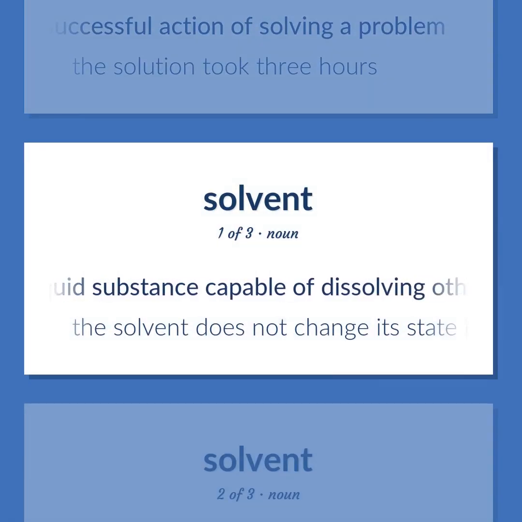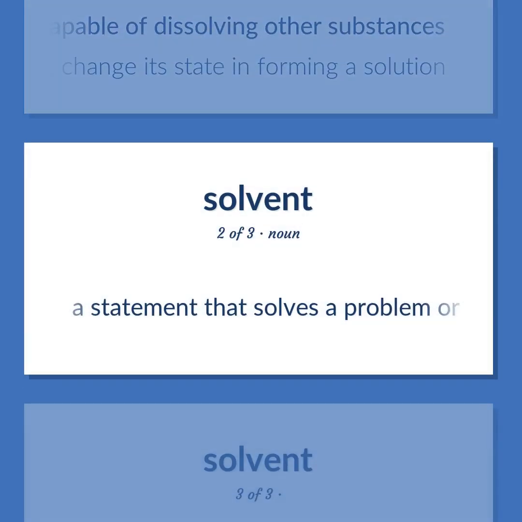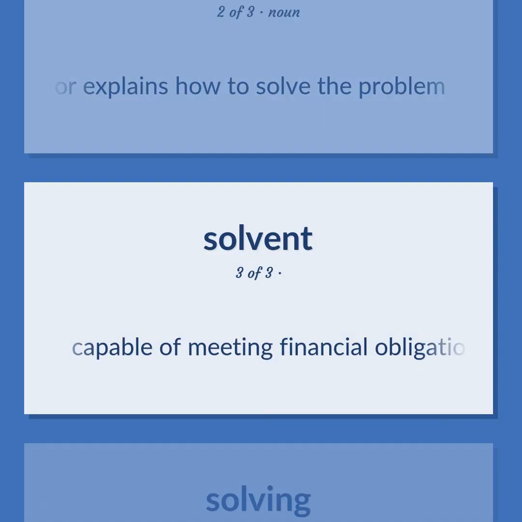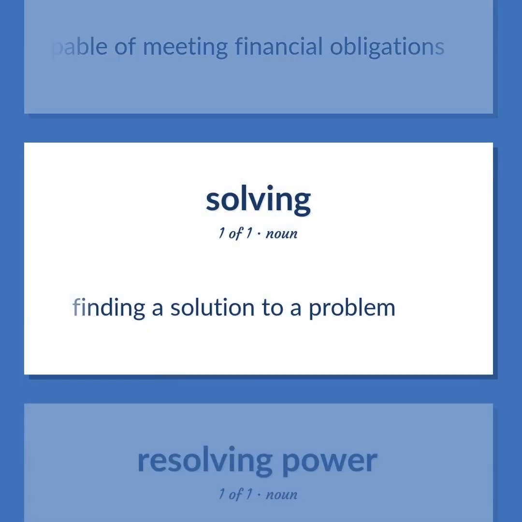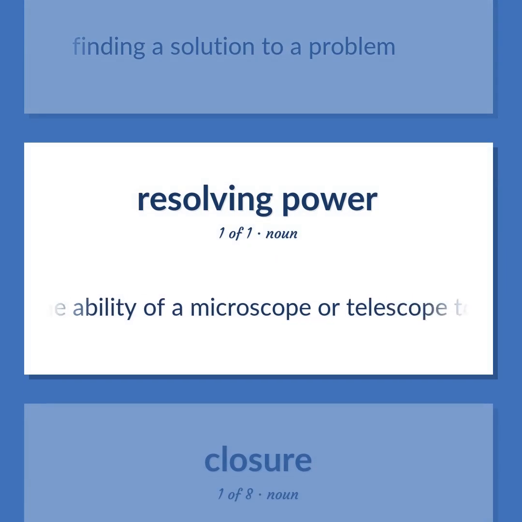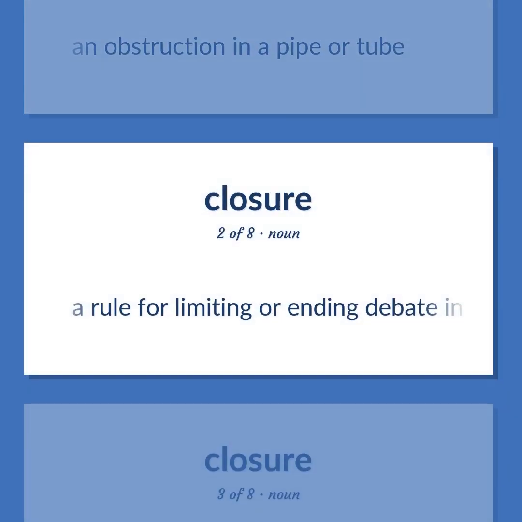A liquid substance capable of dissolving other substances. The solvent does not change its state in forming a solution. A statement that solves a problem or explains how to solve the problem. Capable of meeting financial obligations. Finding a solution to a problem. The ability of a microscope or telescope to measure the angular separation of images that are close together. An obstruction in a pipe or tube. A rule for limiting or ending debate in a deliberative body.